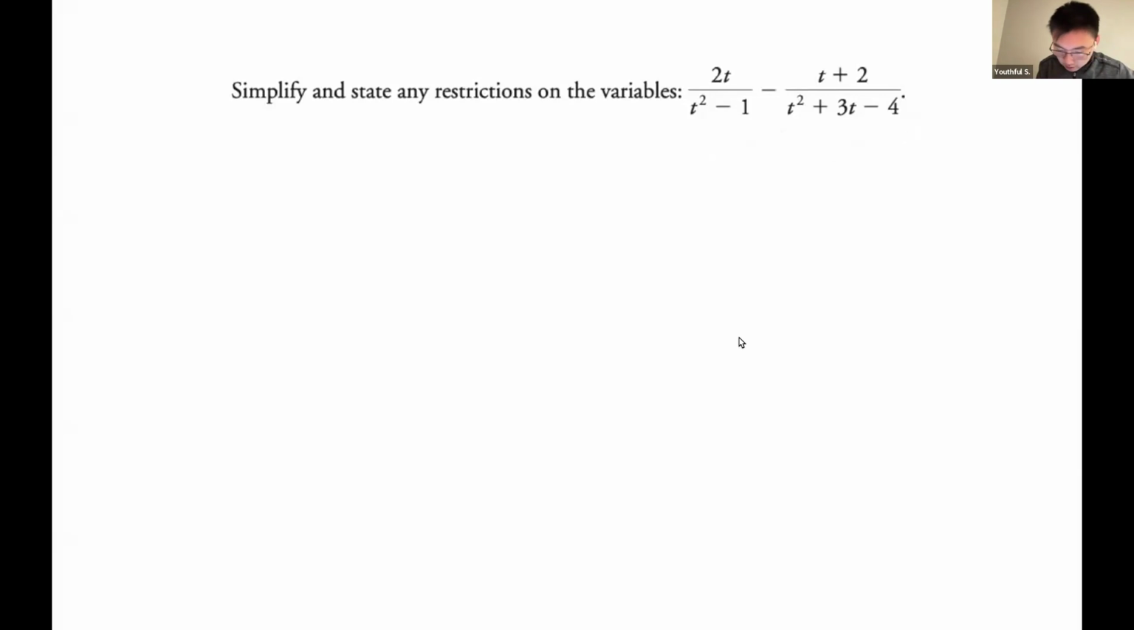So I'm going to factor t squared minus 1. I'll write it over here. So t squared minus 1, that's going to be the difference of squares. T plus 1, t minus 1. This trinomial here I can simplify to t plus 4 times t minus 1.